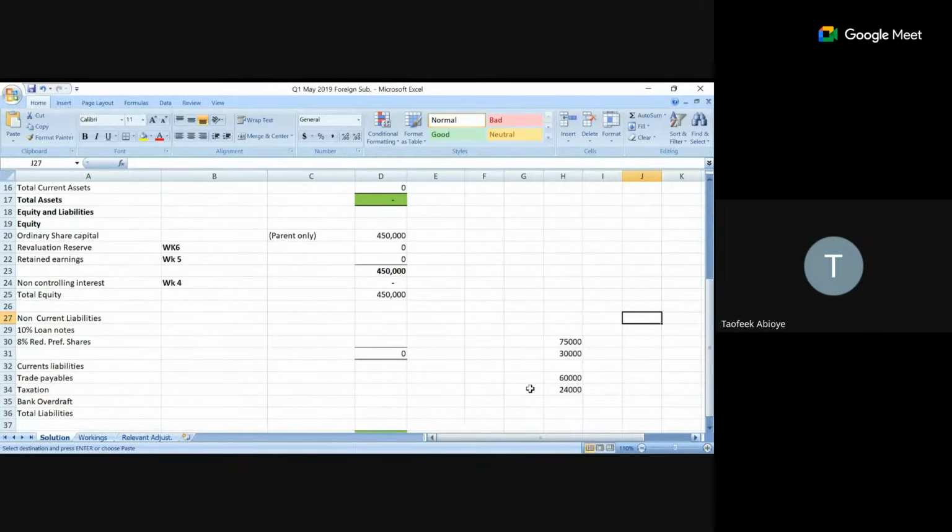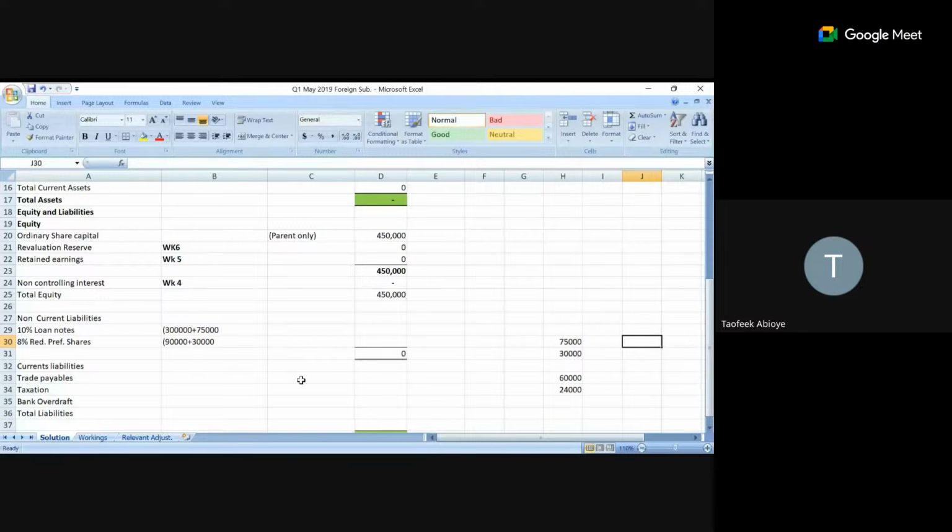So now, what is the loan note of parent company? Loan note of parent company in the question, okay, 300,000, plus loan note of subsidiary company, 75,000. Now, 8% redeemable preference shares for parent company. How much is it? 90,000, plus redeemable preference share of subsidiary, which is 30,000. So it is 30,000 for subsidiary company.